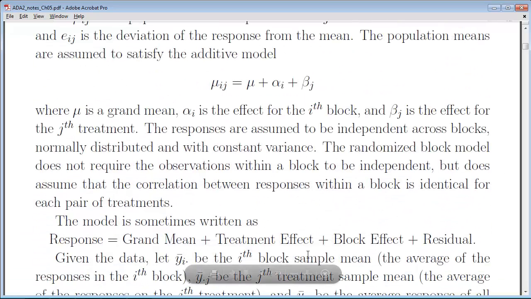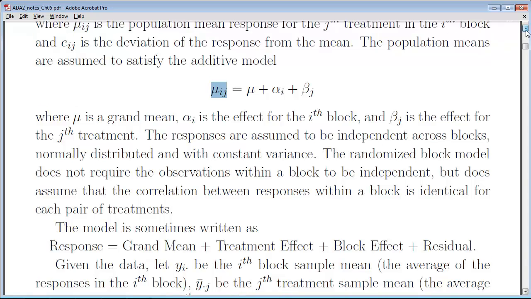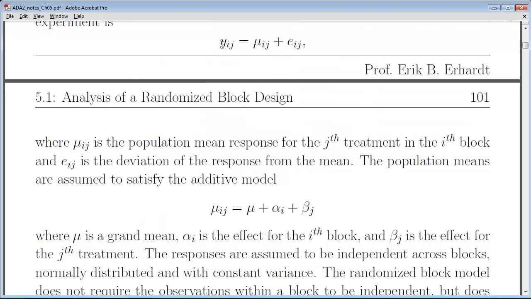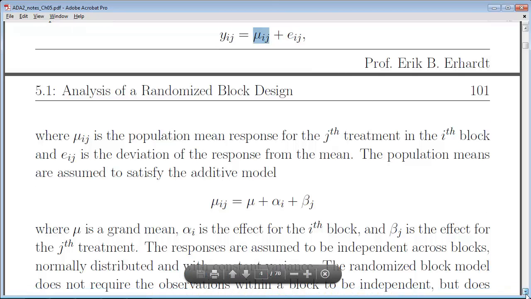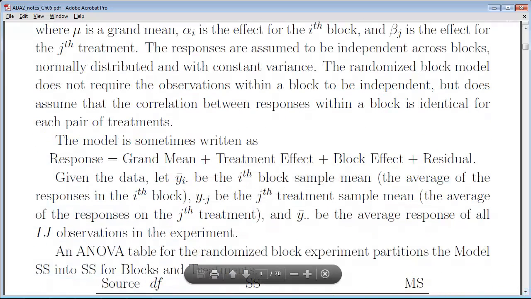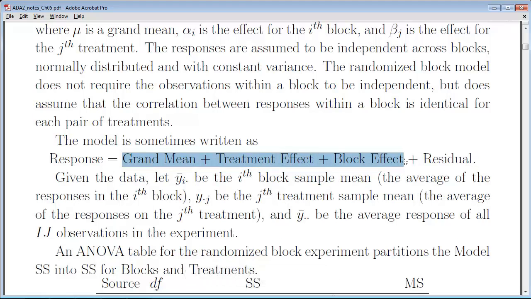All right, so this idea of taking the response and breaking it into, the response here is actually the Y, Yij. Yij is the mean, or the center, plus error. And we're going to decompose that mean in different ways. And in this case, we're decomposing that mean into the grand mean, then an effect due to blocks, and then an effect due to treatments.